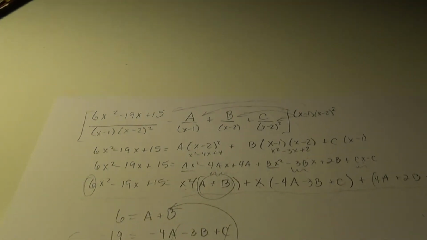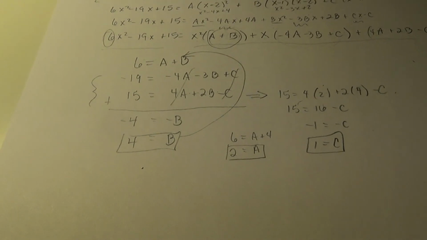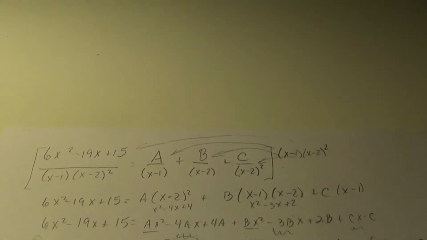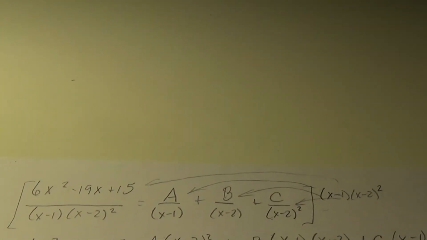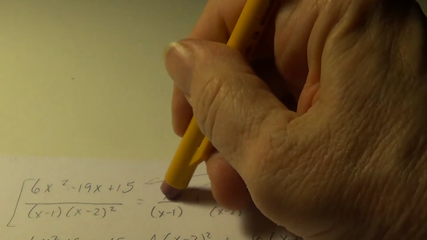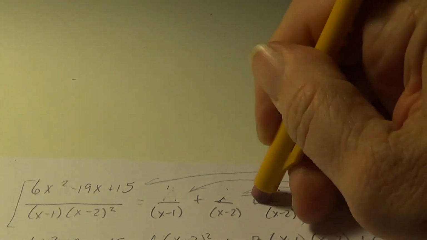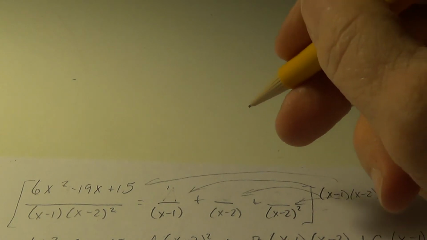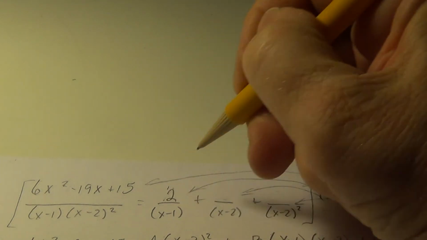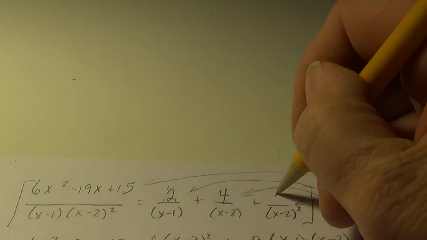So instead of rewriting everything, I'm going to borrow these numbers. A is 2, B is 4, and C is 1. So I'll go back to the original and just use the old eraser. So the eraseroo trick to save us a little bit of video time. All right, so as I said, A was 2, B was 4, and C was 1.